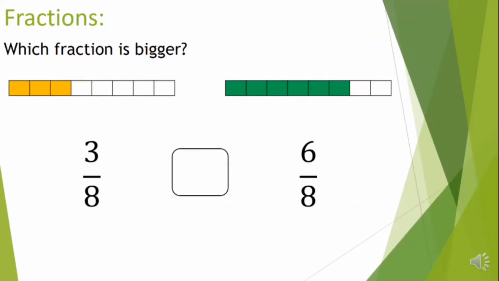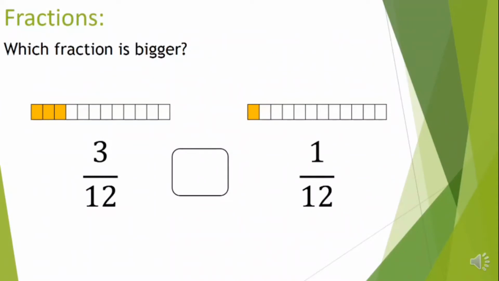We're then going to make a comparison with the green bar. So again, it's got 8 equal parts. So all we need to do is compare the numerator. You can see that this one's got 6 equal parts shaded in. So 6 is bigger than 3. Because of that, we're going to use this symbol to show that 6/8 is bigger than 3/8.